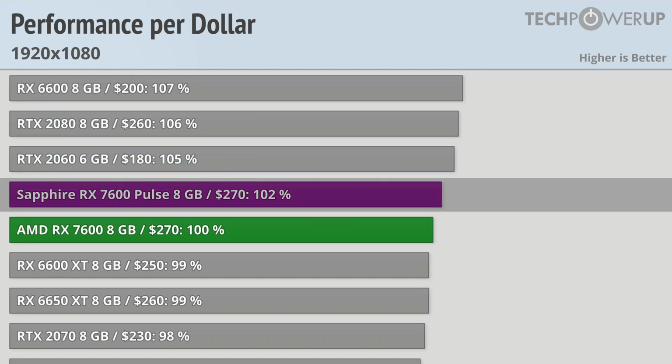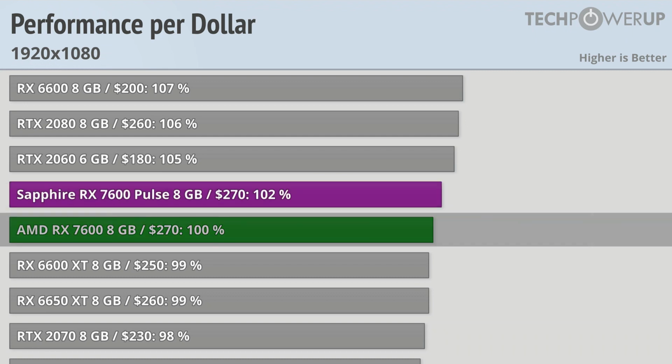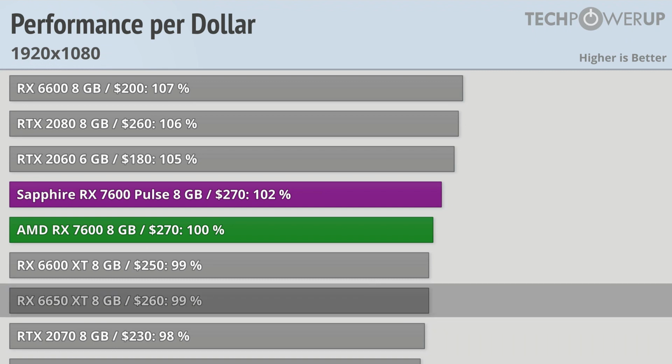The Sapphire RX 7600 Pulse is actually the best value RX 7600 card that we've tested, matching the reference model on price at $270 while also including a better cooler. In terms of value though, it's not really that special since it does basically match the RX 6650 XT and the RX 6600 XT. That does mean that AMD is doing a little bit better job than NVIDIA at pricing, since they are at least competitive with their own internal cards from last generation.